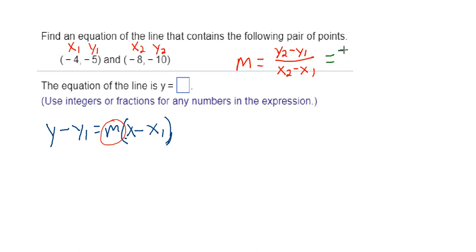So we have y2, which is negative 10, minus y1, which is negative 5, over x2, which is negative 8, minus x1, which is negative 4. Right? And so be careful with that because all these numbers are negative. You have minus signs in the formula, a lot of negative signs going around. So you got to be extra careful with all those negative signs. Minus a negative is going to make that positive. And same thing here, minus this negative makes it positive.